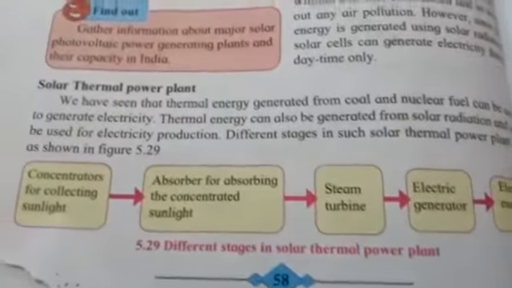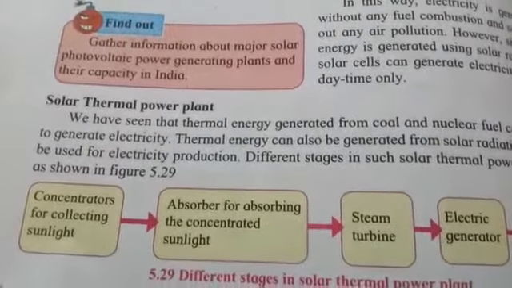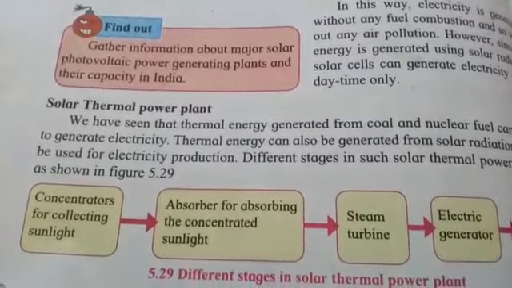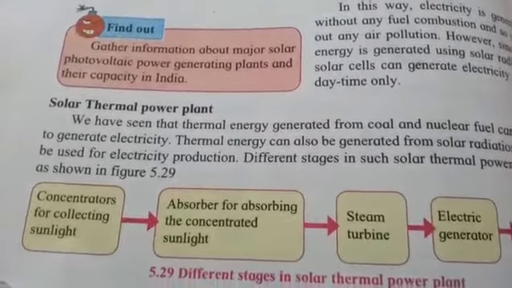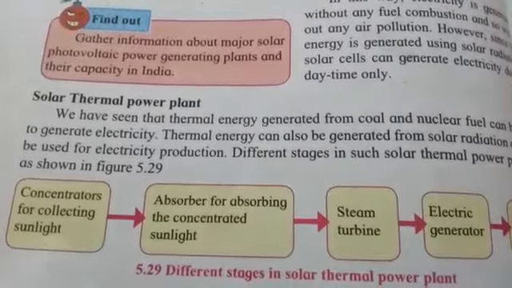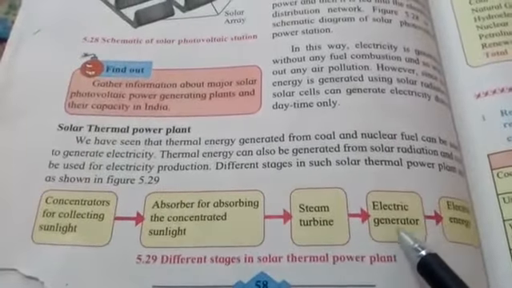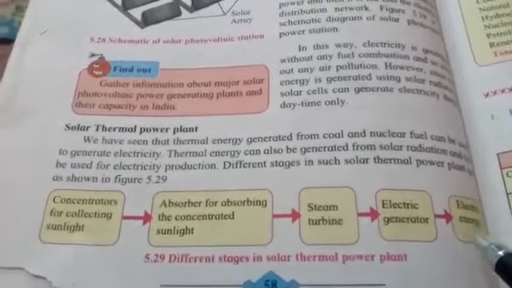Now let's move towards the solar thermal power plant. In this solar thermal power plant, the energy from the sun is used for heating the water. Then steam is created from such water, and that steam is used to drive the turbine. The turbine is connected to the electrical generator, and this is how electricity is generated.